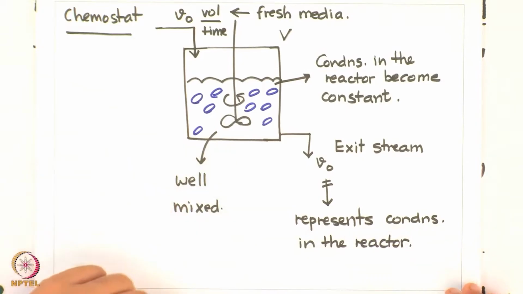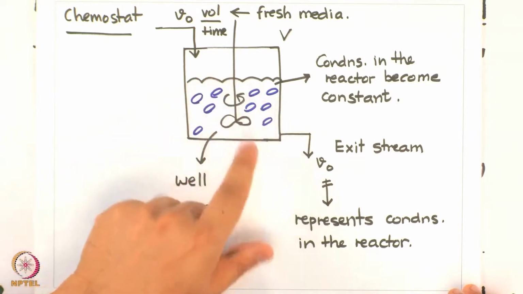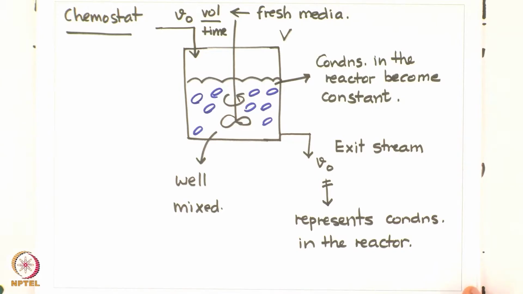Because the analysis of this reactor would show that the exit stream is carrying what is present, well mixed, inside this reactor. So now you have this reactor-like setting which gives you constant conditions with time because of these exit and entry streams. One of the consequences you should realize is that the fresh stream coming into the reactor is only carrying fresh media. It's not carrying any bacteria. Whereas the exit stream, which is going out from the reactor at rate V0, is carrying bacteria and spent media from inside the reactor.